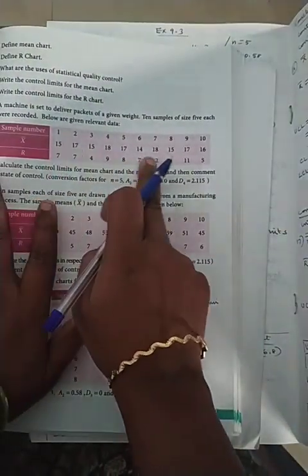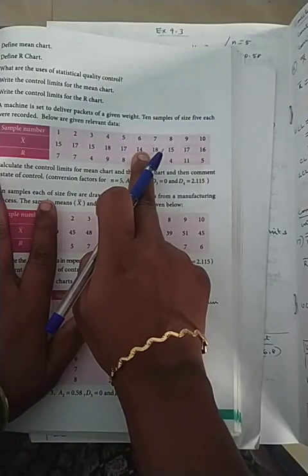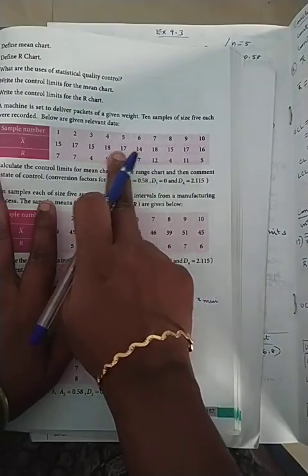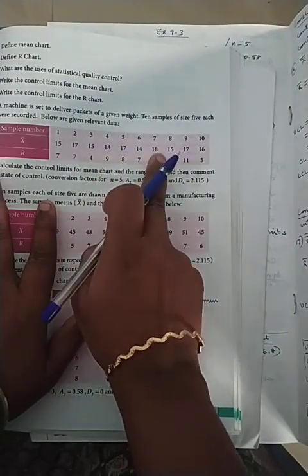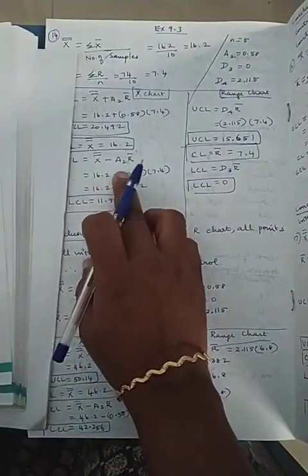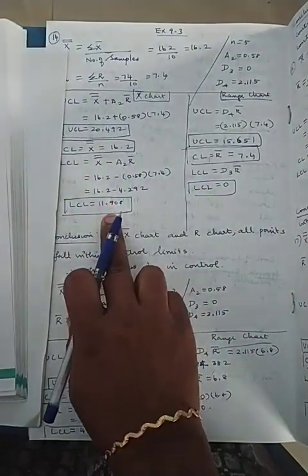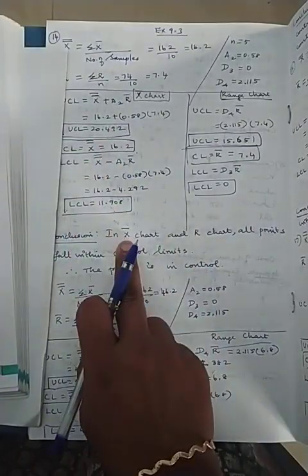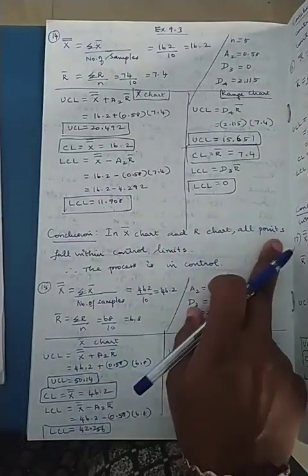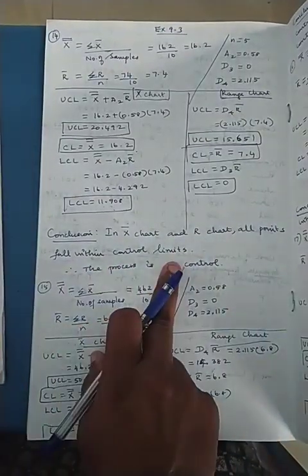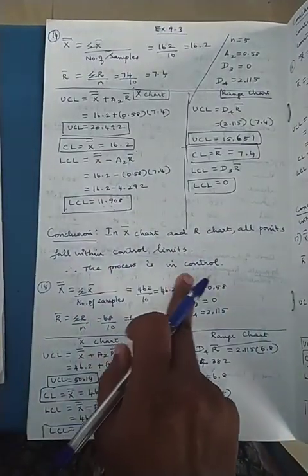I will be having from 14. 14 is my lowest limit and my highest limit is 18. Okay, so 14 and 18 will be mostly within this 20. Okay, and my lower limit is 11. So by these values itself, within this range itself, we can say all the points are within the control limits. So therefore the process is in control.